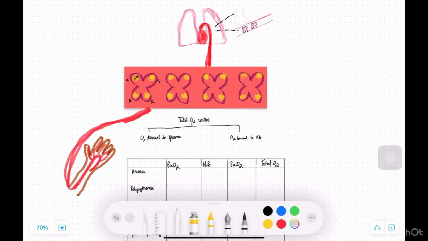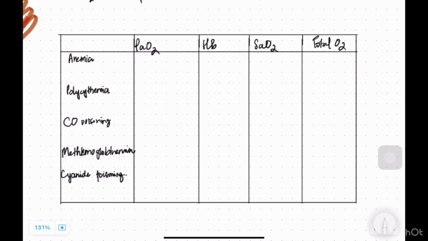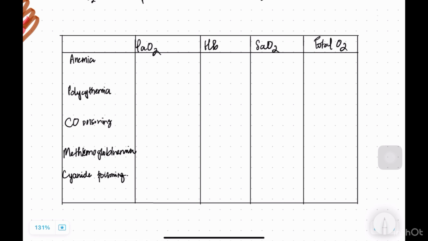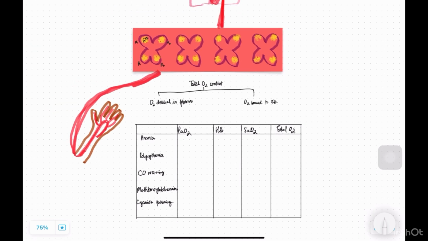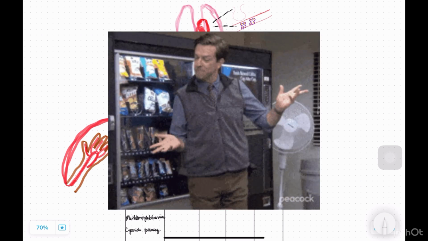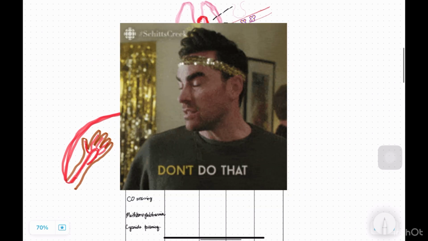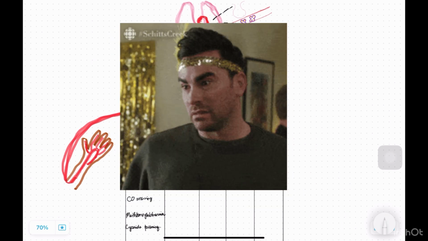There is this table in First Aid which talks about the partial pressure of oxygen and oxygen saturation in different conditions, and I'm going to be breaking this table down. Even if you're not doing USMLE, if it's NEET, or even if you're in your med school, I think this video is going to be super helpful, and it's really important because sometimes you just tend to memorize these things and that's not going to help you.